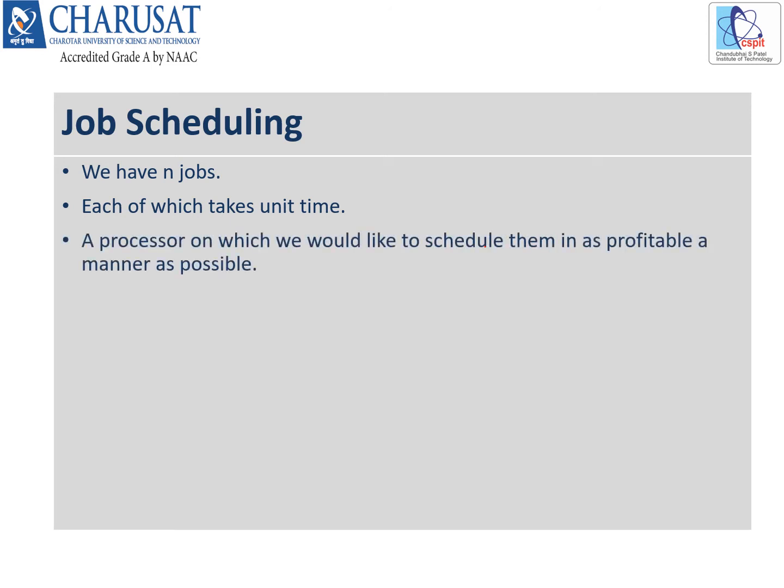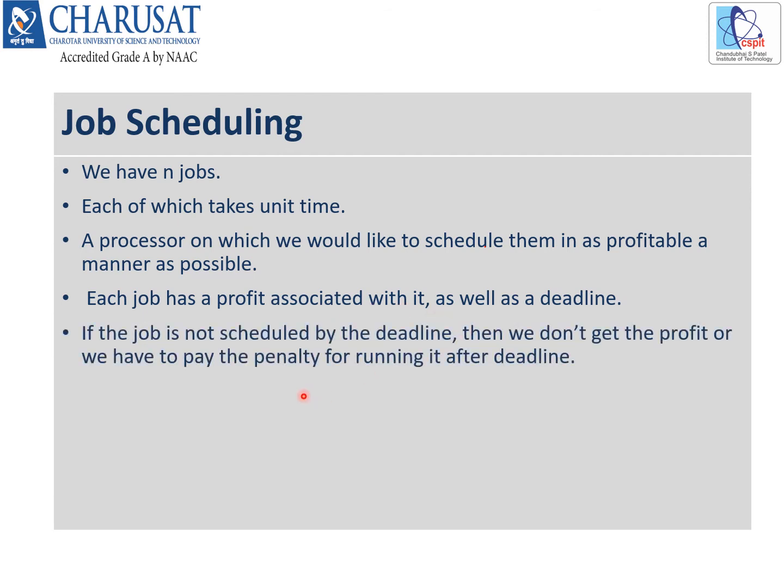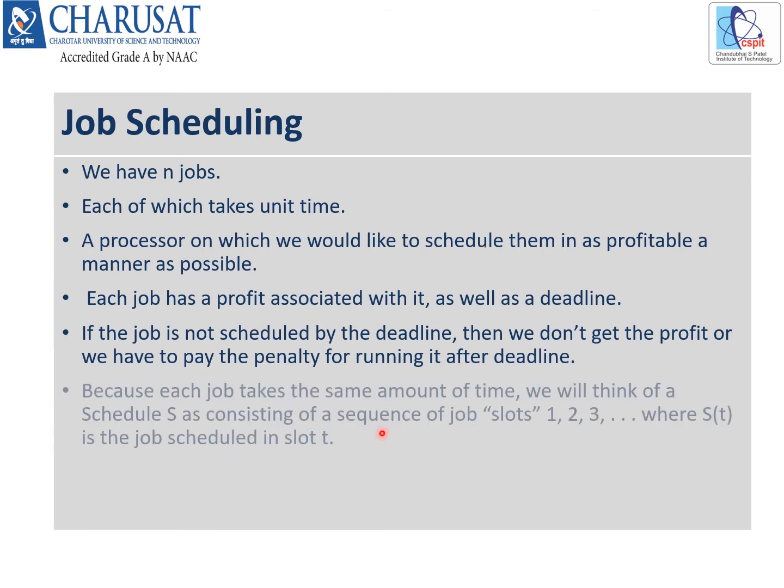Then there is a processor on which we would like to schedule them in as profitable a manner as possible. We have to schedule the jobs on a processor such that we can get the maximum profit. Now each job has a profit associated with it as well as a deadline. If the job is not scheduled by the deadline, then we don't get the profit. Or if penalties are also associated with the job, then we have to pay the penalty if we are running the job after its deadline.